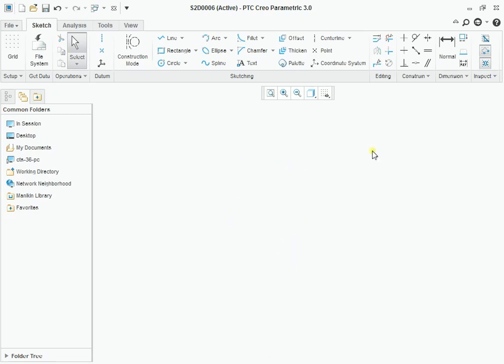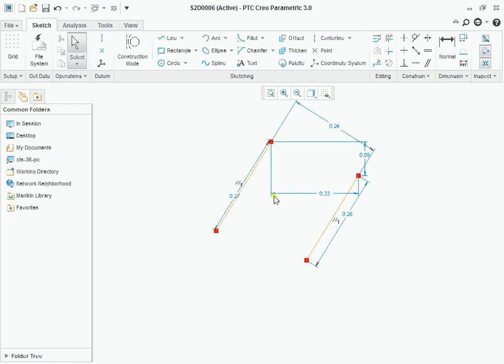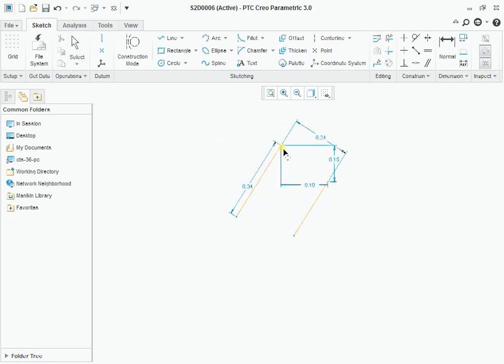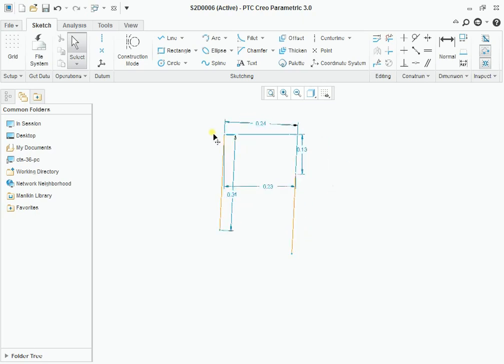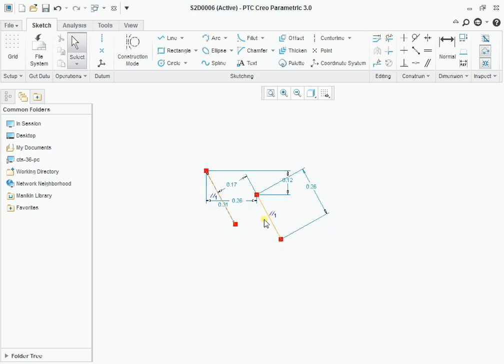The next one is parallel constraint. Like perpendicular, the parallel constraint is used to make the selected entities parallel. Now if you move this line, the other line also moves parallel to this line, because these two have a parallel constraint.